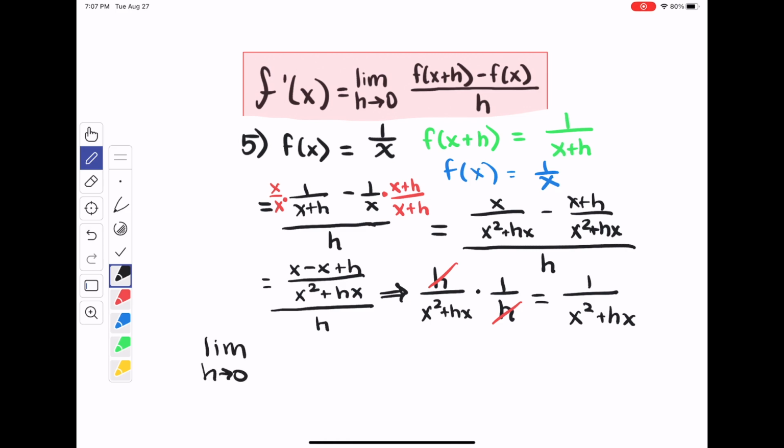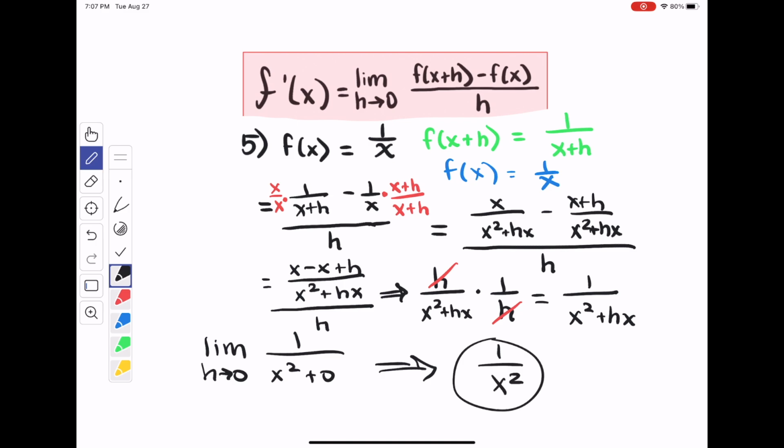Finding the limit as h approaches 0, we're just going to plug in 0 for h. Finally, giving us our answer of 1 over x squared.